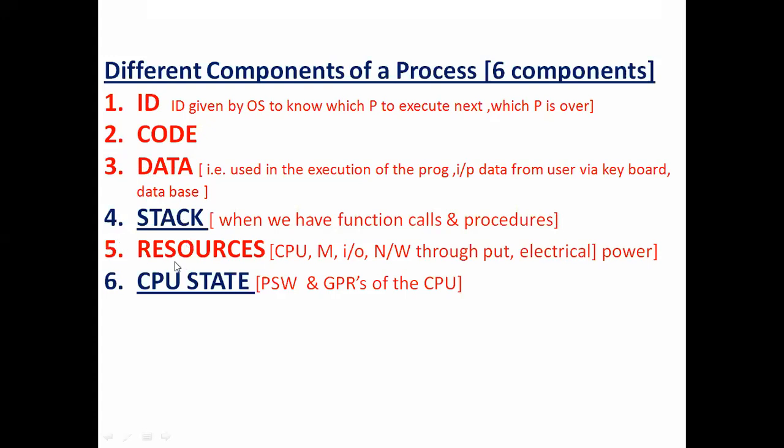Like I said, you have so many resources of the computer system, and upon the request raised by any process for any resource, the operating system can consult the resource table and get the information regarding the free or availability of the resource, and the operating system can assign the resource to the requesting process. An example for those resources can be the CPU time, memory, input and output devices, network throughput, etc. And the last component of the process is the CPU state, where we have the use of the process status word and the general purpose registers of the CPU. So you can explain these concepts along with these six components of a process.